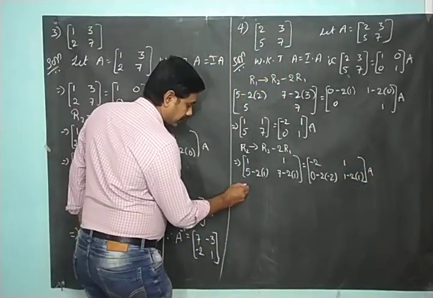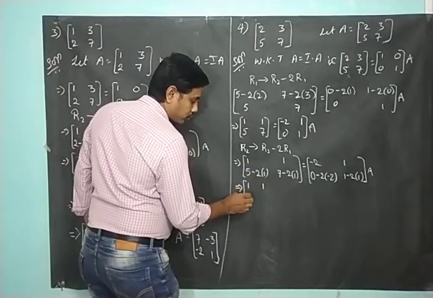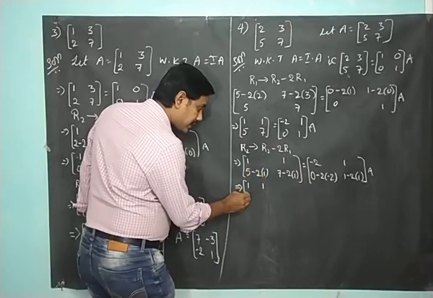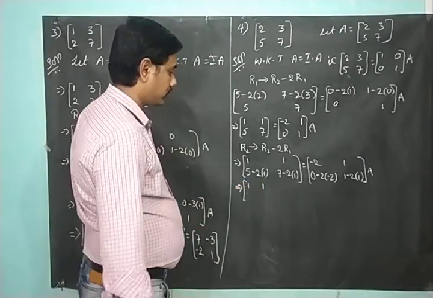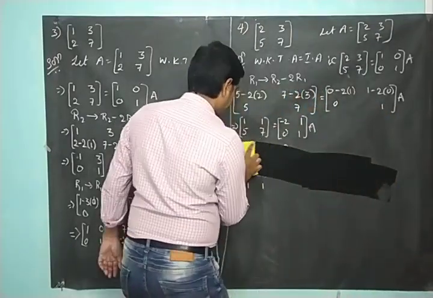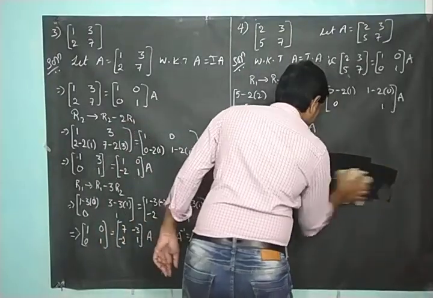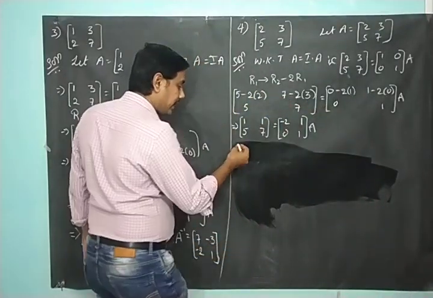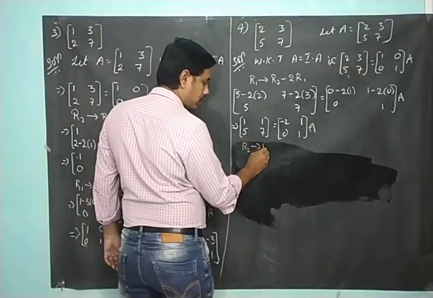Now this can be written as 1, 1, 5 minus 2 into 1, 2 into 1 is what? 2. So 5 minus 2 is, so what we are getting? Sorry, wait, this is not there. Sorry for that. So here we should apply R2 changes to, we should get 0.